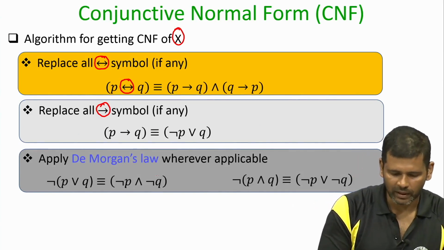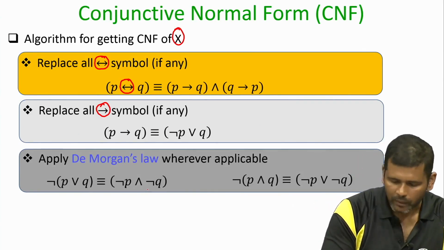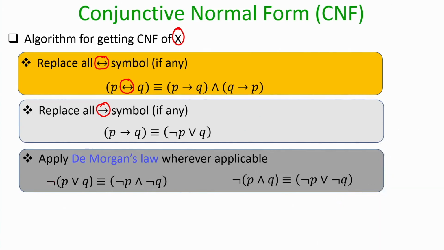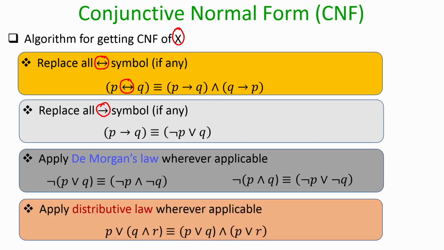Next, I apply De Morgan's law wherever applicable. That means, wherever there is an expression of the form negation with a disjunction inside, I take the negation inside and split the negation over the disjunction, and the same way I do over the conjunction. So, wherever there is scope for applying De Morgan's law, apply it.